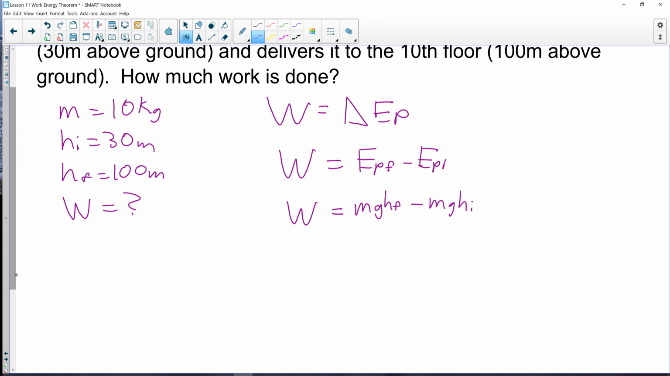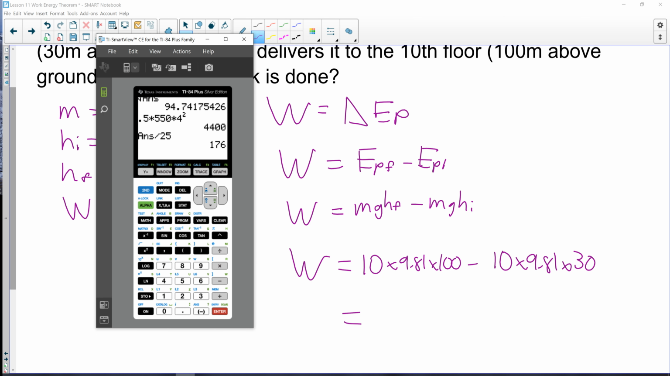So all I have to do now is plug in my numbers. I don't have to worry about force times distance. I wasn't told the force. I kind of know the distance, it's 70 meters, but it doesn't matter because that's not what I'm being asked to find. I'm just going to put in 10 kilograms times 9.81 times 100 meters minus 10 times 9.81 times 30 meters. That I can punch directly into my calculator exactly as it appears there because it'll do order of operations correctly.